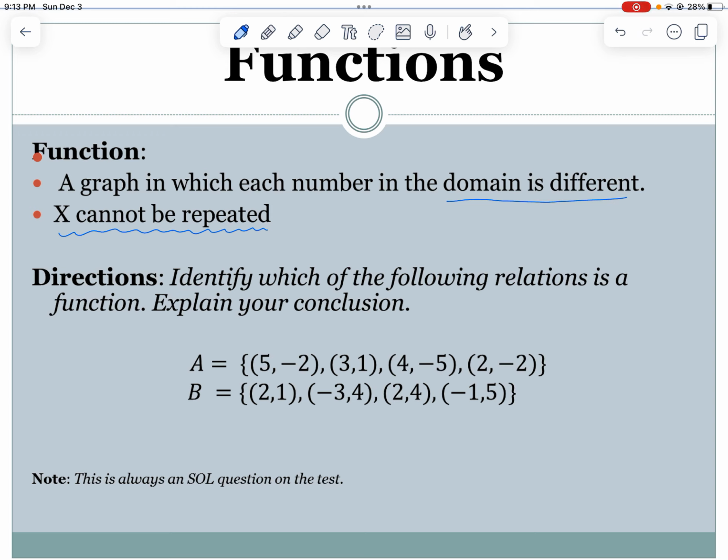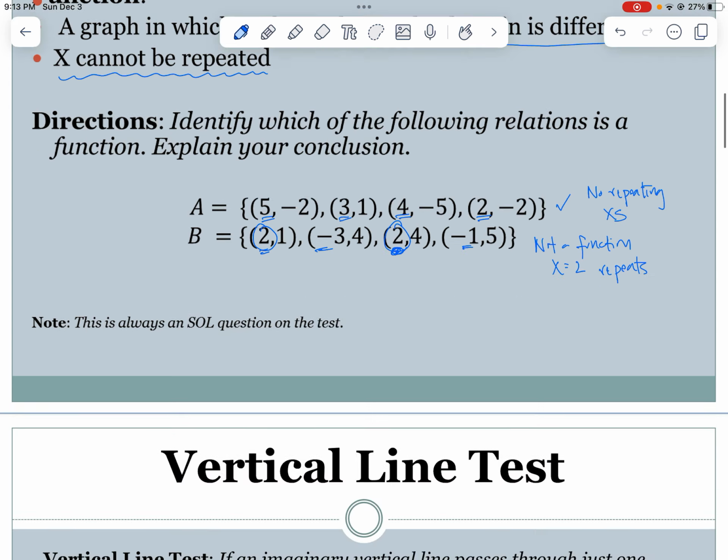So each of these below, just listed numerically, is a function. Identify if each of these is a function. Explain your answer. I'm doing a quick check of all of the x values to make sure that none of them repeat. Yes, this A is a function because there are no repeating x values. Now in B, I have 2, -3, 2, -1. Uh-oh, problem here because 2 repeats. This is not a function. X equals 2 repeats. That's a simple enough answer. The value x equals 2 is seen more than once.